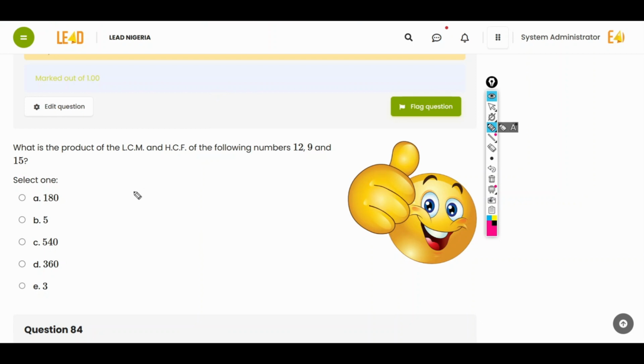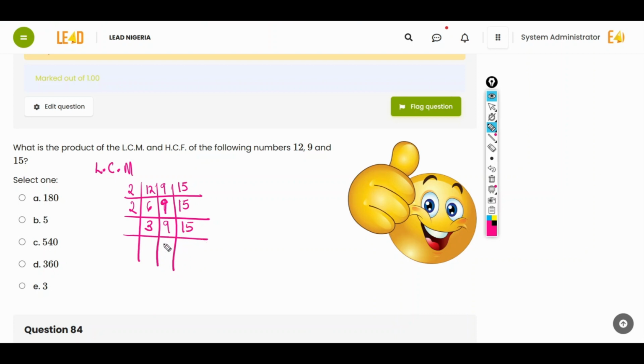The LCM of 12, 9, and 15. So let's do LCM first. 12, 9, and 15. All right, so I would use 2. 2 in 12 is 6. Then we bring down 9. And then 2 in 15, we just write 15, because 2 can't go into 9 and 15, yeah? Next, we use 2 again, and we'll have 3. We bring down 9, 15.